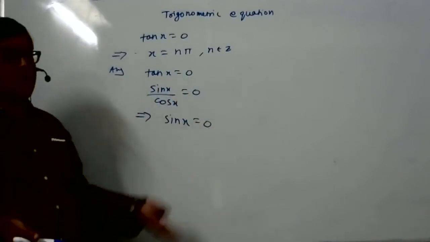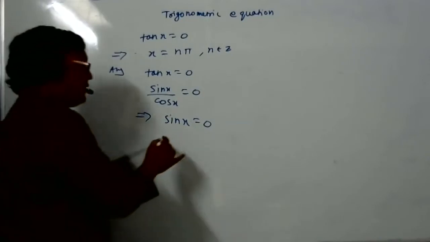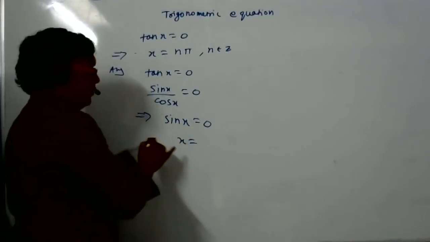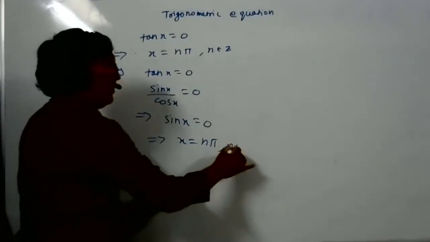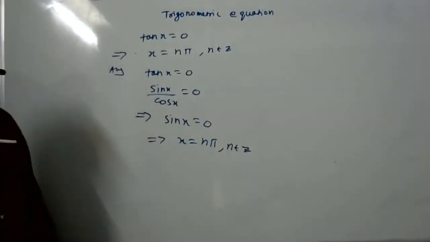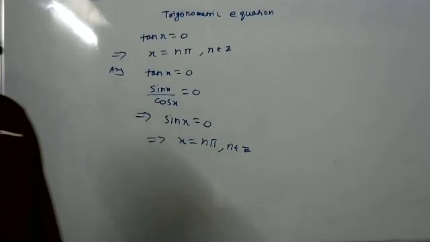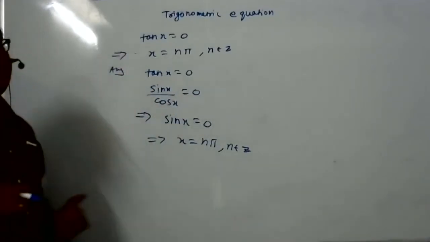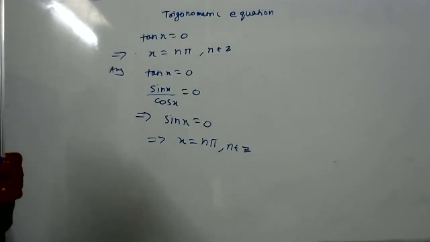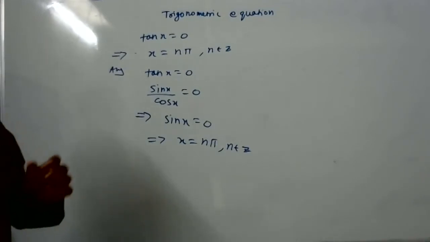Sin x is 0. You know the answer now. What is the answer? n pi. That's why for this also n pi. Both same answer. Write down. Tan x 0, sin x 0, same answer, because sin x by cos x is 0 means the numerator sin x has to be 0. If the denominator is 0 it becomes infinity. Write down fast.